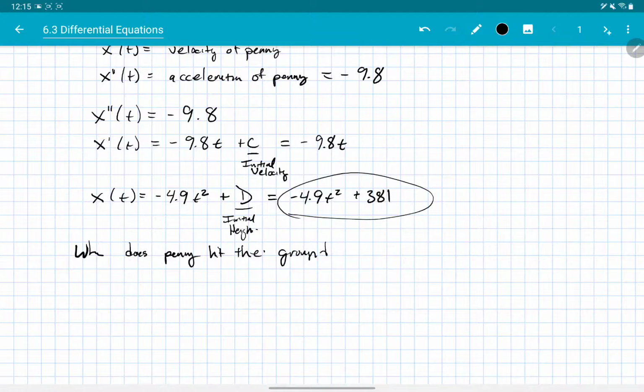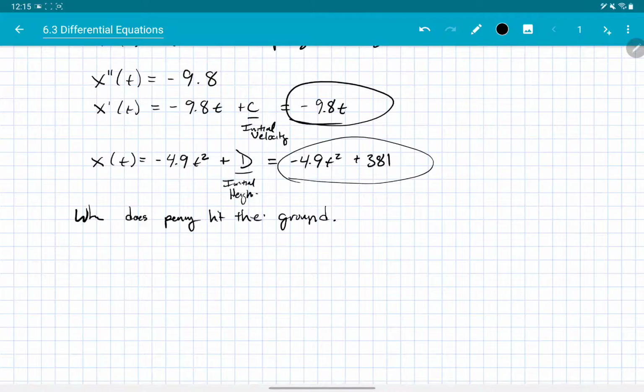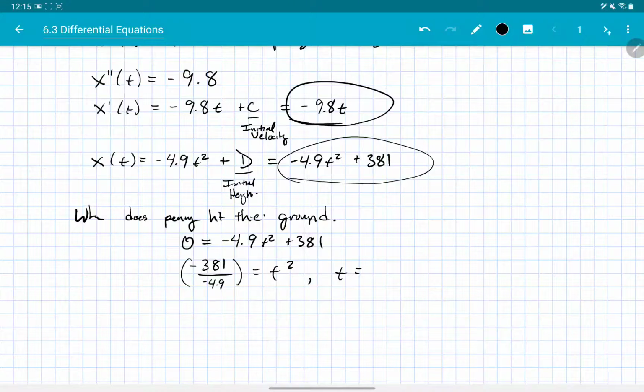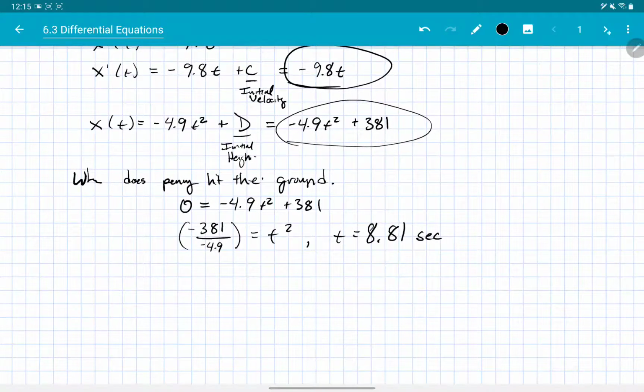Why do we want to find when it hits the ground? Because we can then use that to find out how fast it was going when it hit the ground. Okay, it's going to hit the ground when 0 is equal to negative 4.9 t squared plus 381. So we take 381, divide by negative 4.9. That's t squared. So t, using a calculator, is about 8.81 seconds. So it's going to take almost 9 seconds for the penny to drop.